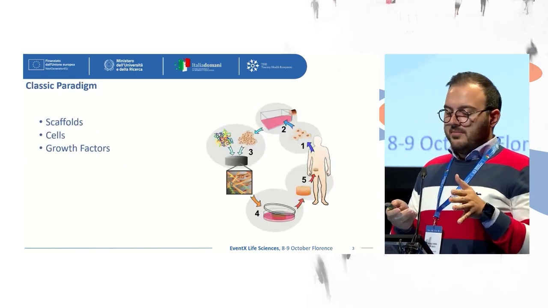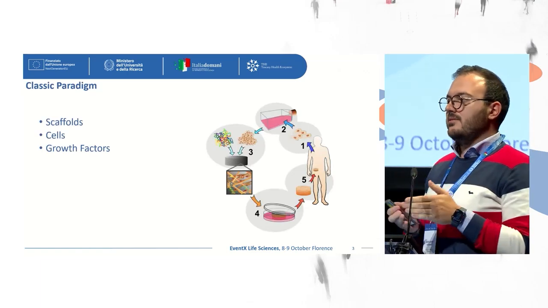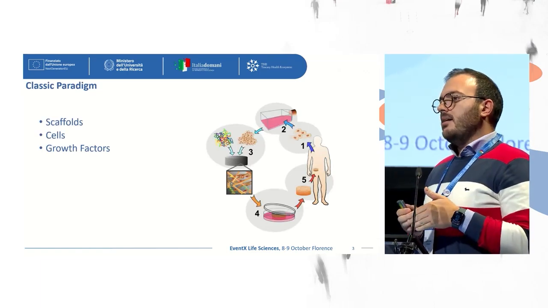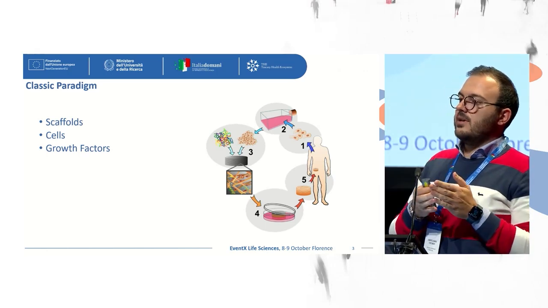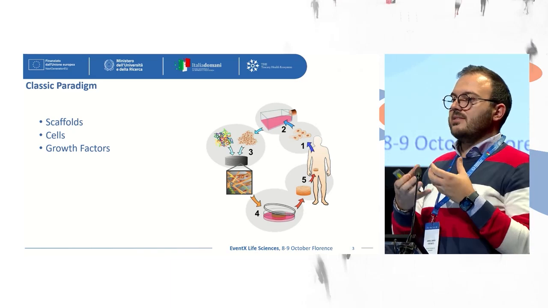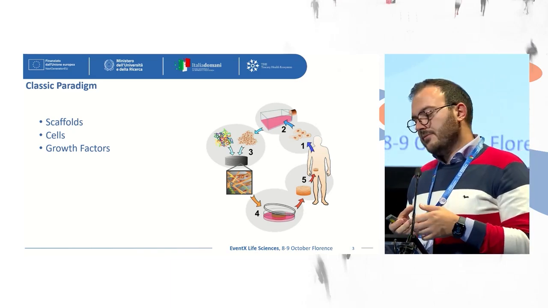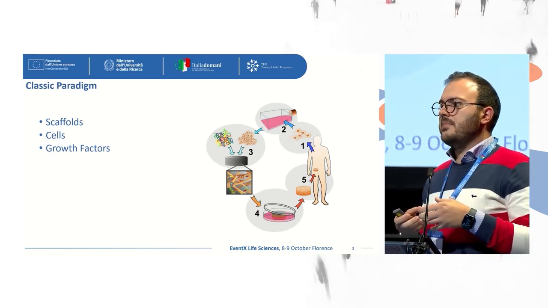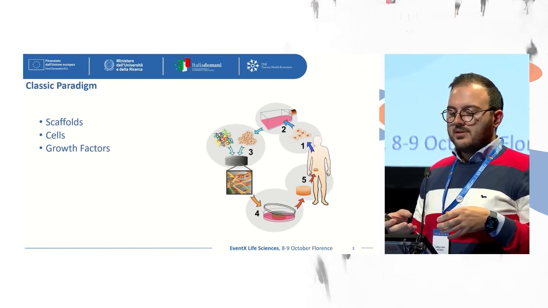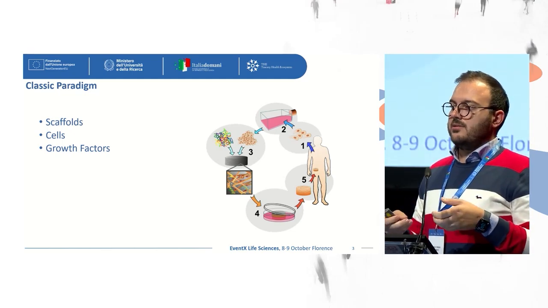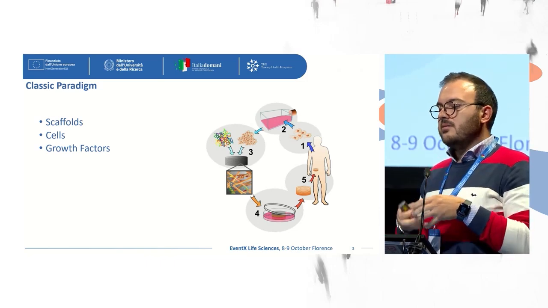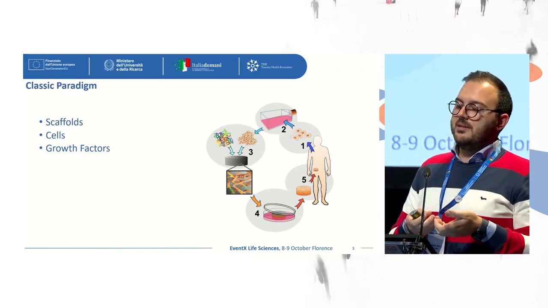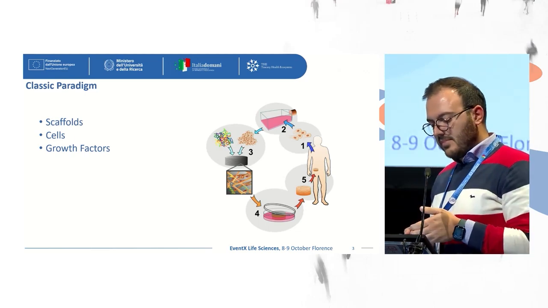The paradigm of both tissue engineering and regenerative medicine is to regenerate or substitute a tissue or an organ with a scaffold. A scaffold is a sort of architecture that can be colonized with cells. So by adding cells and growth factors to let cells mature and differentiate, we can obtain artificially a construct that can then be implanted in the human.